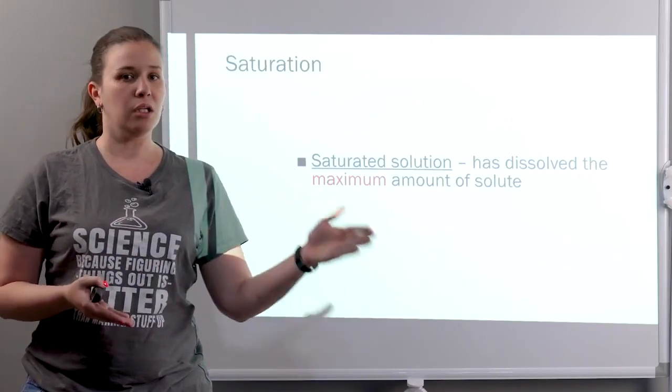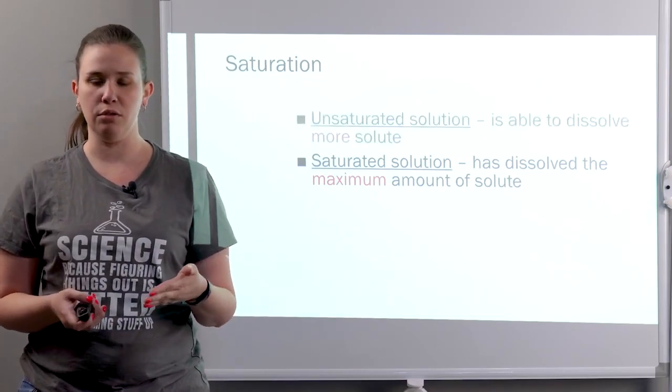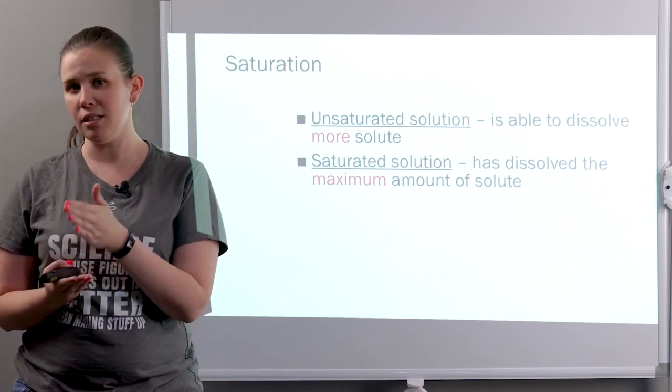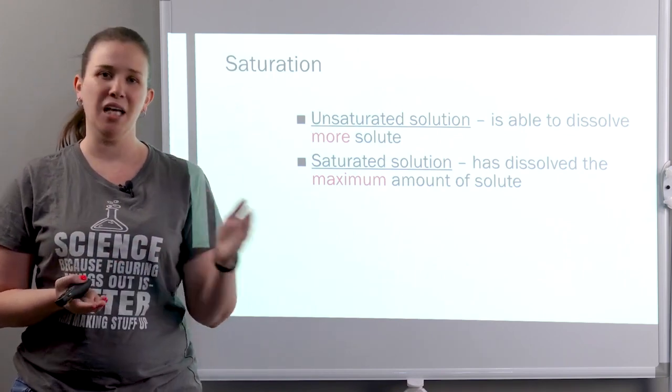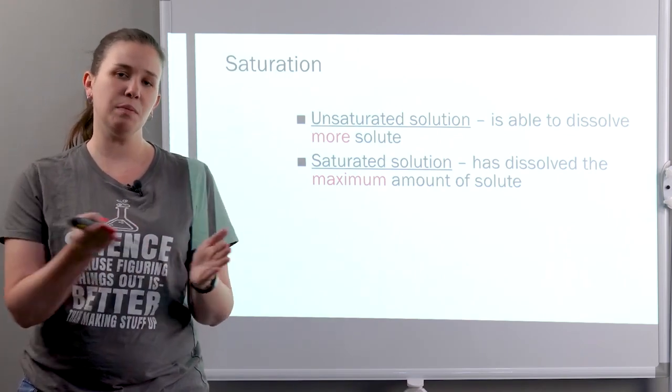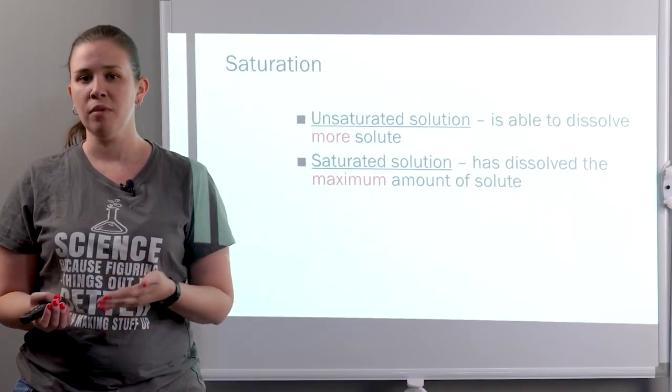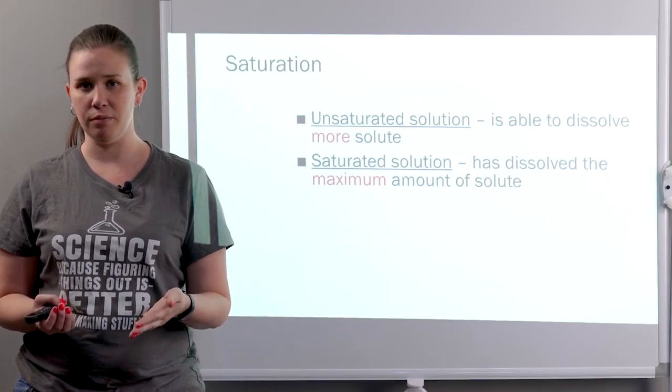It's also possible not to saturate the solution, or to create an unsaturated solution. So if the solubility of the tea is 10 grams at room temperature and you only put in 5 grams, it has the potential to hold 5 more grams. So if you're under the maximum amount, then it would be unsaturated.